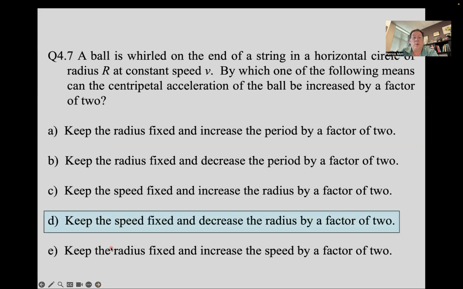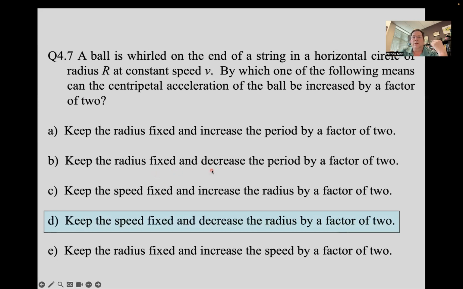All right, so the one that will work uses v squared over r. If I want to increase this centripetal acceleration by a factor of 2, I can do that by keeping the speed fixed but decreasing the radius by a factor of 2. That's the only one out of those 5 options that will work. Increasing the period means you go slower. Radius fixed and increase the period means it's going slower, so the centripetal acceleration is even smaller.